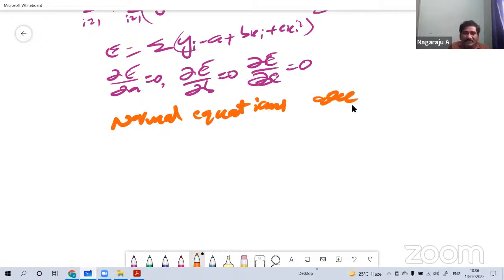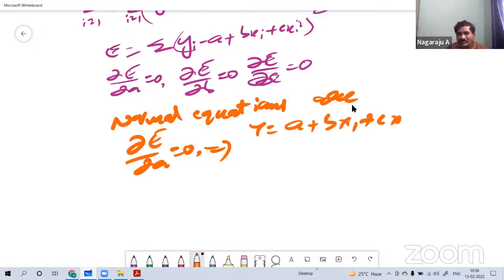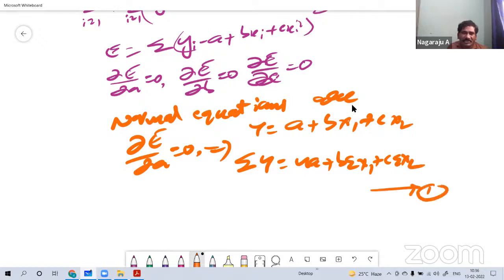The first normal equation comes from ∂E/∂A equal to 0. Here we have two variables. Originally we have y equal to a plus b x1 plus c x2. If I take that, clearly summation y equals n a plus b into summation x1 plus c into summation x2. This is called the first normal equation, obtained by using ∂E/∂A equal to 0.